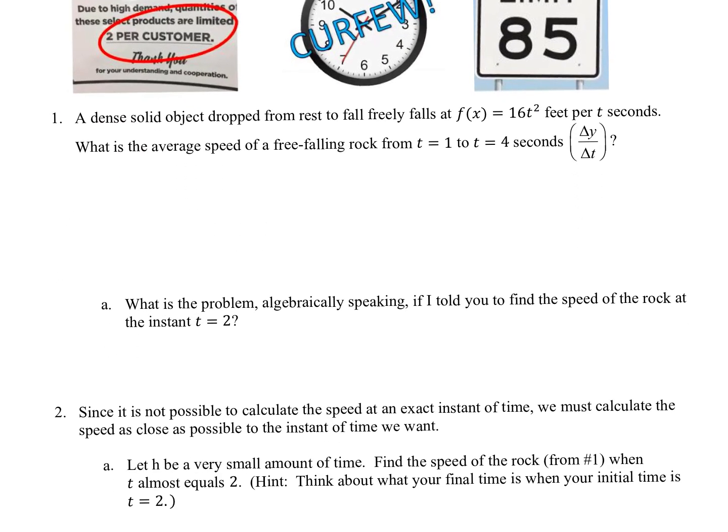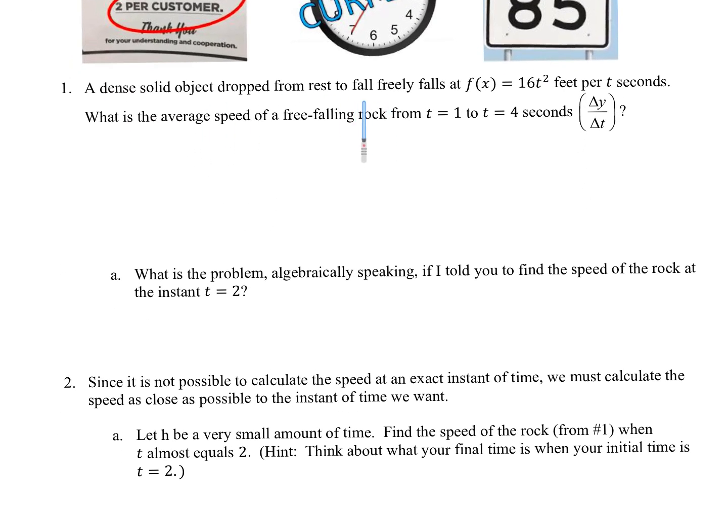So let's think this real fast. If an object is dropped from rest to fall freely and is falling at 16 t squared feet per t seconds, what's the average speed of a falling rock? We can do this. Average speed, so if we're looking for speed, is that the same thing as a rate? Is a rate the same thing as a slope? Like rate of change, change in y over change in x? What would be 1 and 4? Are those x's or y's? Time.